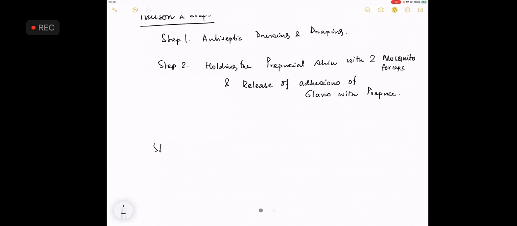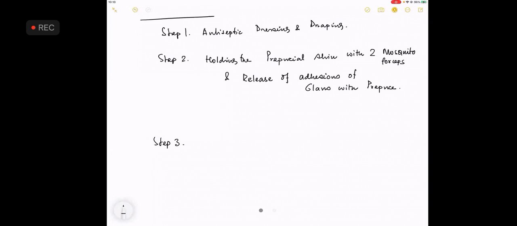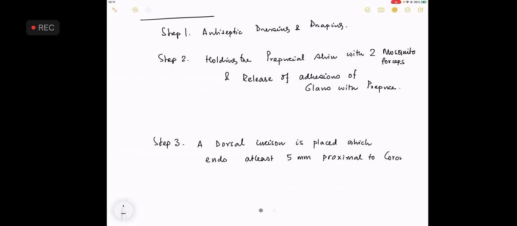The step 3 and this will be a dorsal incision is placed, which ends at least 5 millimeter proximal to the sulcus of this. If you have completed writing, please tell me. Done, sir.